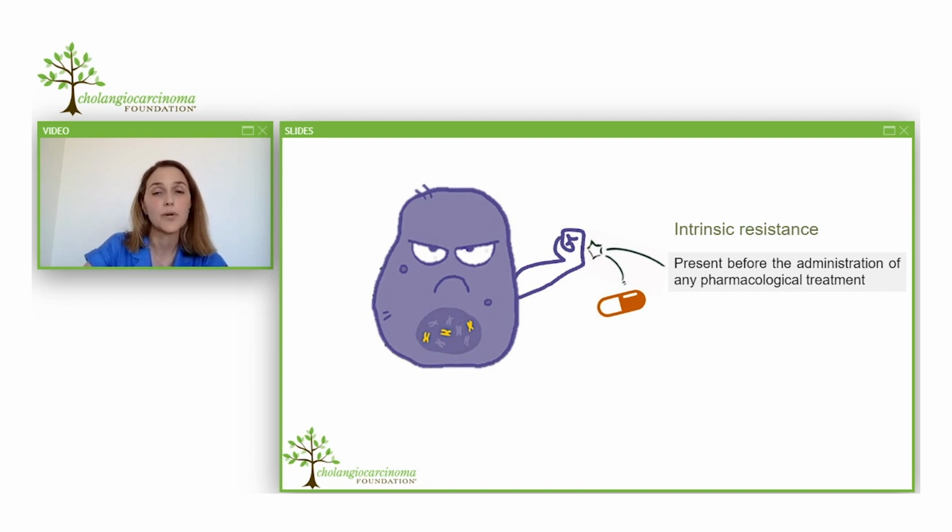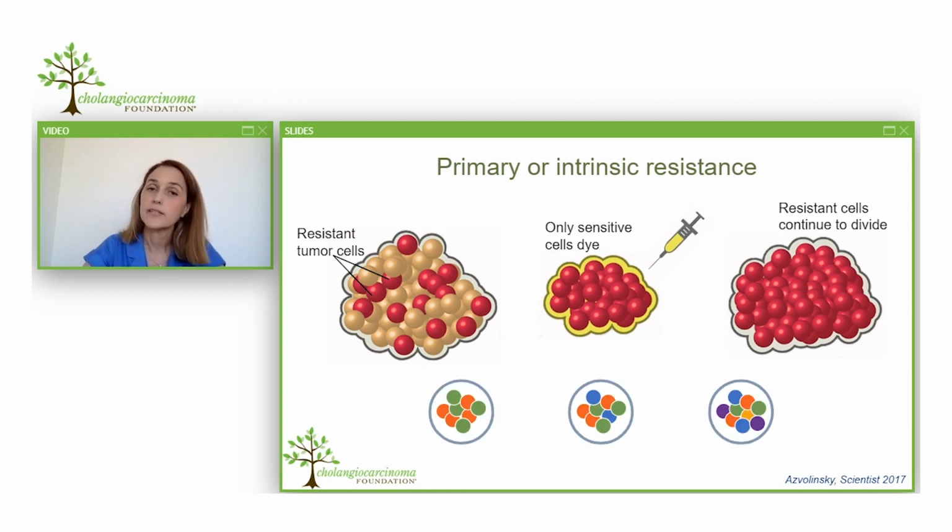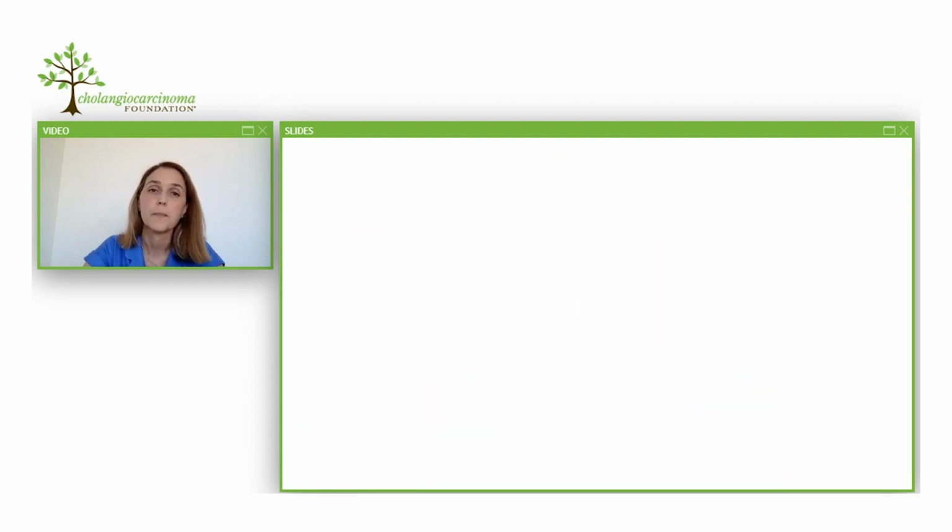Resistance is known as primary or intrinsic when it's present before the administration of any pharmacological treatment. As I said, there is genetic diversity among cells within a tumor, and some cells can be resistant to a therapy before they are ever exposed. When a tumor is treated with a certain drug, susceptible cells die and the tumor shrinks, but resistant cells survive and the tumor regrows after the treatment. The more heterogeneous a tumor is, the more likely some cells are to be resistant.